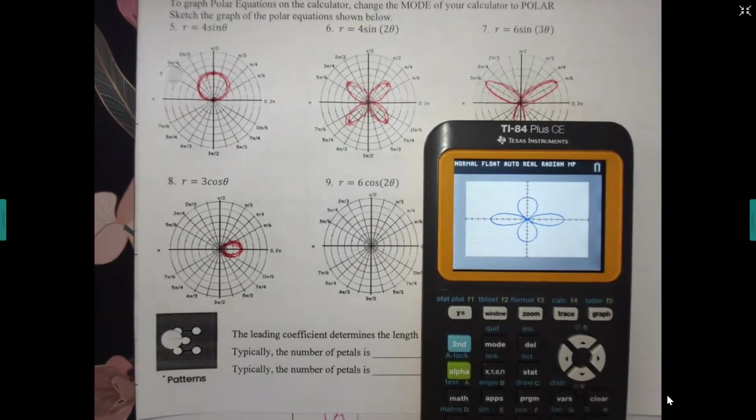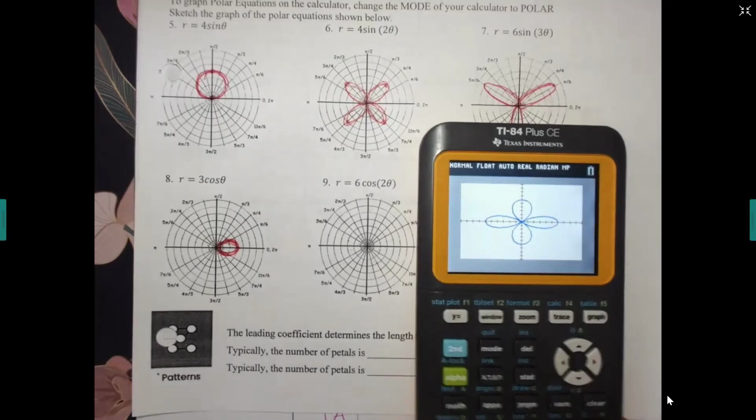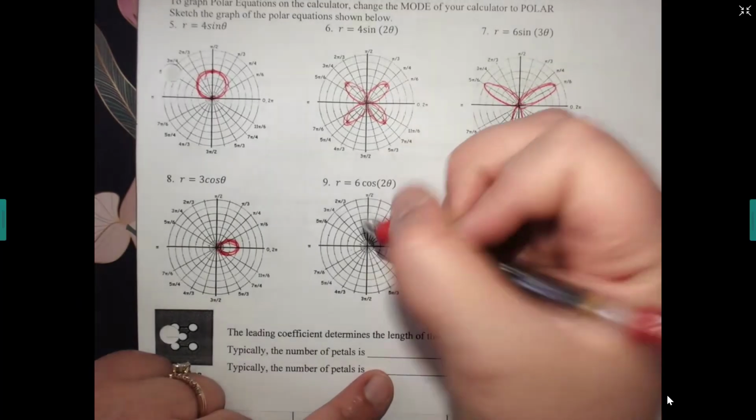Okay, and we'll notice that we still have a flower. But instead of me going down the diagonals like I did for the sine graph, now my petals are perfectly centered along where those axis lines are. So make sure you count out to 6.